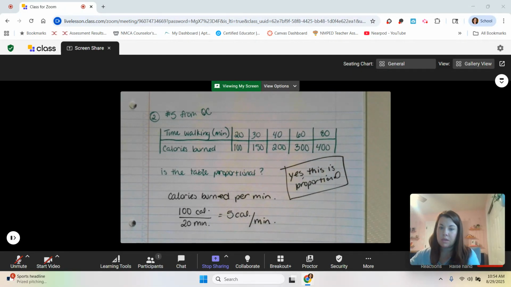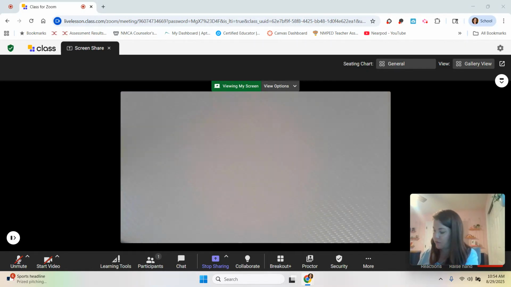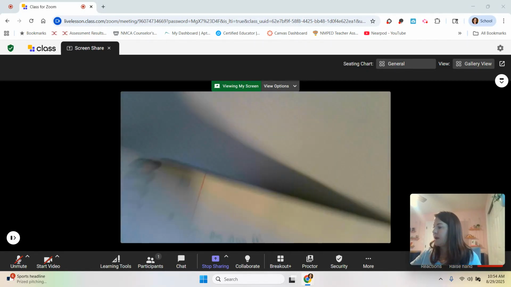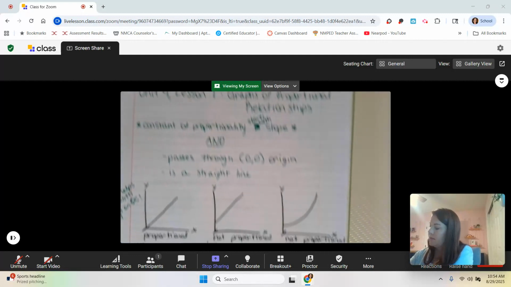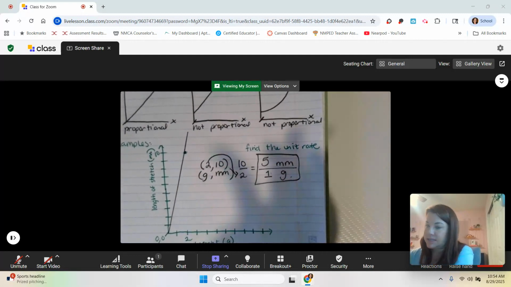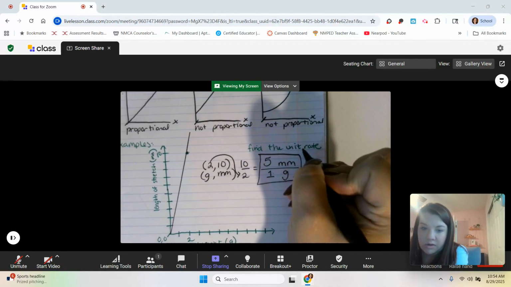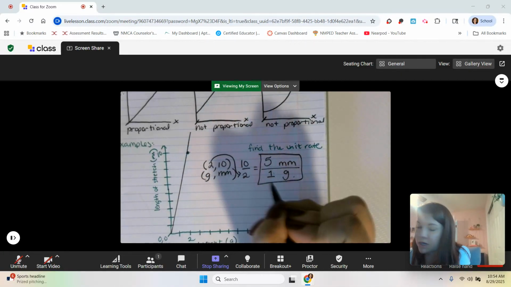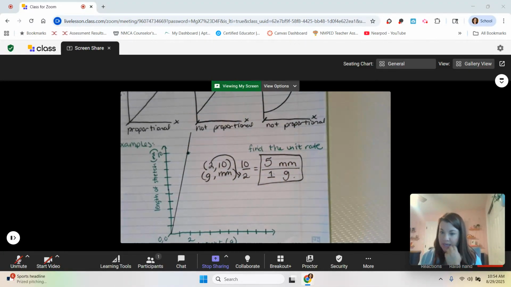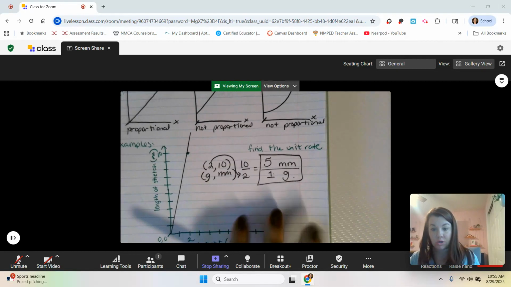Okay? The other thing I should have listed on this problem, remember it's the unit rate, or the constant of proportionality, or sometimes it's also referred to as the k value, which is also like the scale factor. So if you see that in there, don't be surprised.